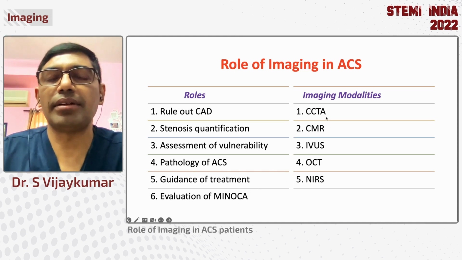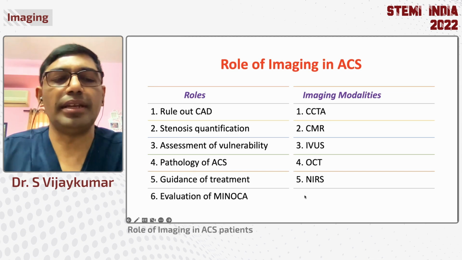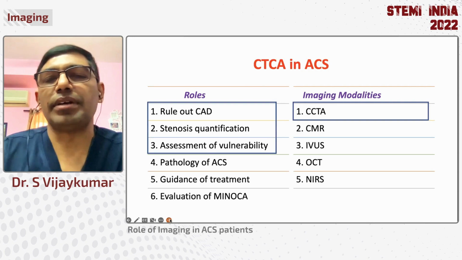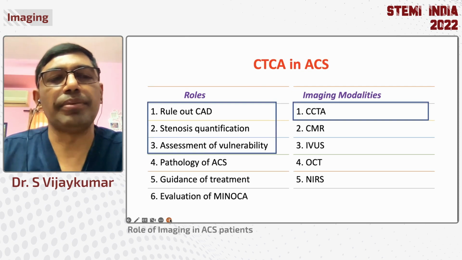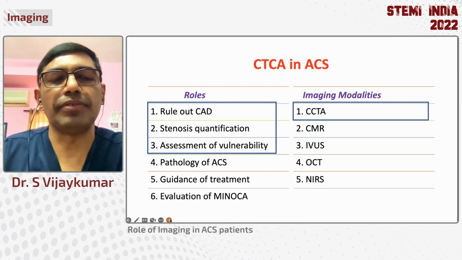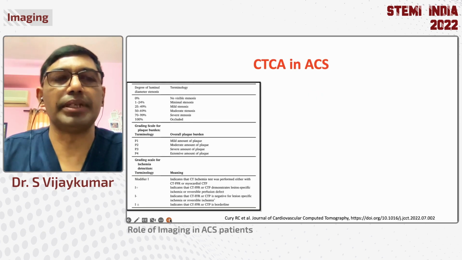Different modalities: coronary CT angiography, cardiac MRI, IVUS, OCT, and near infrared spectroscopy. These are the various modalities available. First, we'll start with CTCA. CTCA gives good information about presence or absence of CAD, stenosis quantification, and assessment of vulnerability.